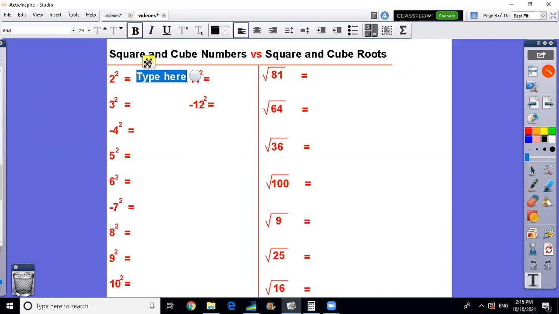It is 4, yes. Then, what about 3 squared? Well, mister, does it mean 6? Is it equal to 6? Exactly, no, mister, not 6. I can hear you saying 9, 9. Yes, it is 9. Thank you.